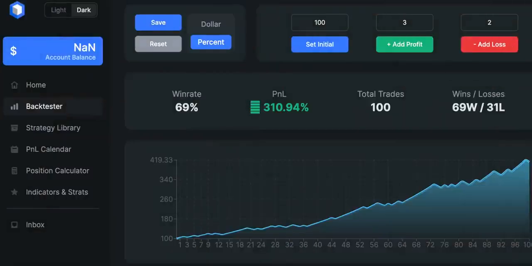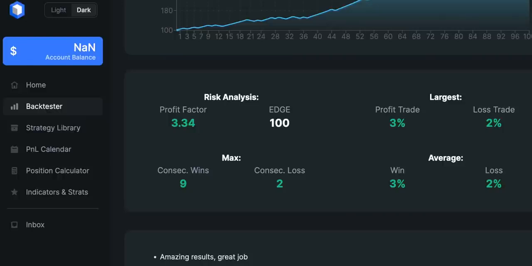Okay, so after backtesting the system for 100 times, we see the results are absolutely insane, just like I promised at the beginning of this video. Our win rate is 69%, which is crazy high for such a risk to reward ratio, and we also increased our account size by 310.94%. Our equity curve is also very consistent, and we didn't have any massive drawdowns. The profit factor is 3.34, and we had 9 consecutive wins against 2 consecutive losses.